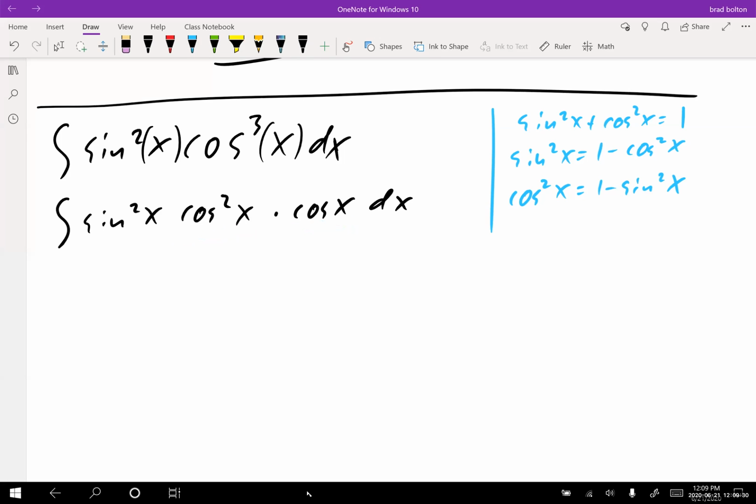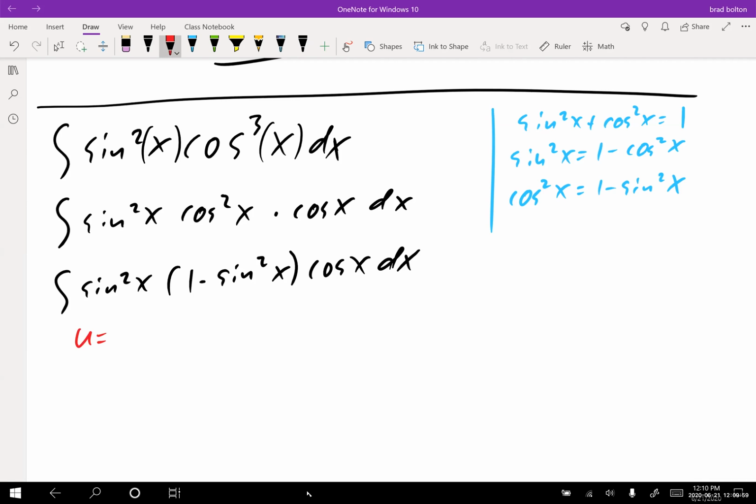So what I'm going to do is rewrite cosine squared as 1 minus sine squared. So this becomes sine squared x times 1 minus sine squared x cosine x dx, right? Now think of this real quick. Whatever you're about to let u become, du has to account for all the rest of it, okay? So if I let u equal cosine of x, then du has to be all of this, and that's not going to work. So if I let u equal sine of x, then what's du? du would be cosine of x dx.